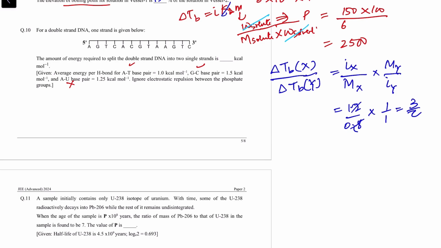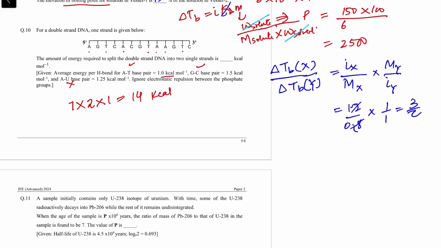Let us solve this question. How many A and T's are there? 1, 2, 3, 4, 5, 6, 7. So there are 7 A plus T. And remember guys, each pair of adenine and thymine forms 2 hydrogen bonds. So the total is 14 hydrogen bonds, and each bond has 1 kilocalorie strength. So the total hydrogen bond strength would be 14 kilocalorie.